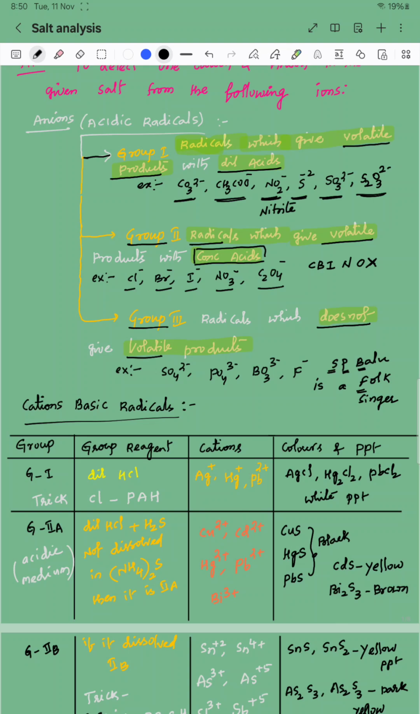Now again, students, we have three types of anion radicals, that is acidic radicals: group 1, group 2 and group 3. Group 1 are radicals which give volatile products with dilute acid, group 2 radicals which give volatile products with concentrated acid, and group 3 radicals which do not give volatile products, right? Here group 1 has carbonate, acetate, nitrite, sulfite, and one more, thiosulfate. For the second group you remember the simple trick, CBI NOx, and for the third group you remember SP Balu is a folk singer.